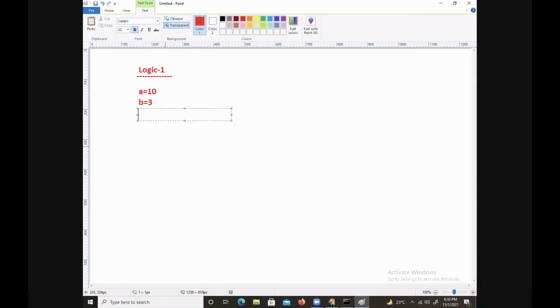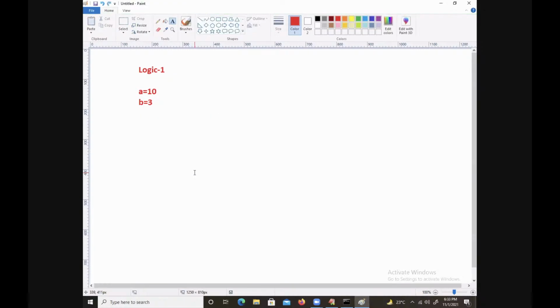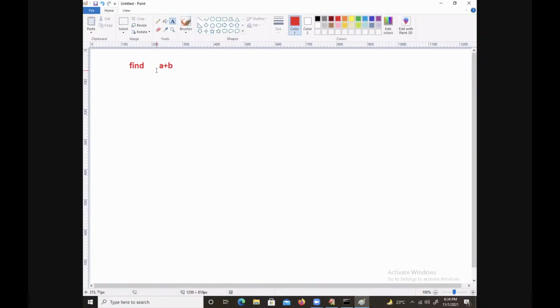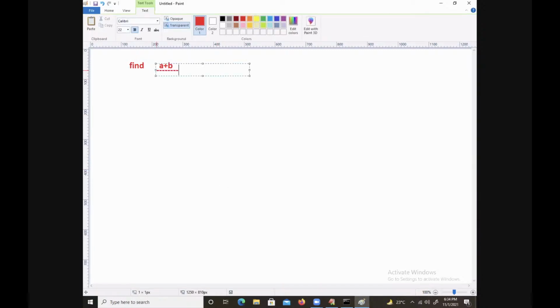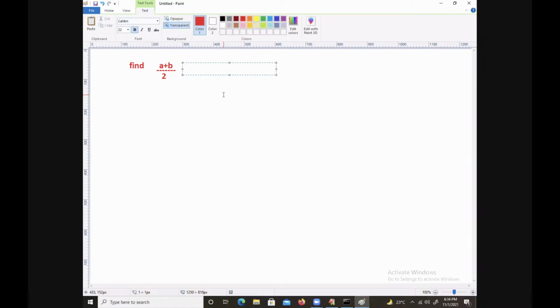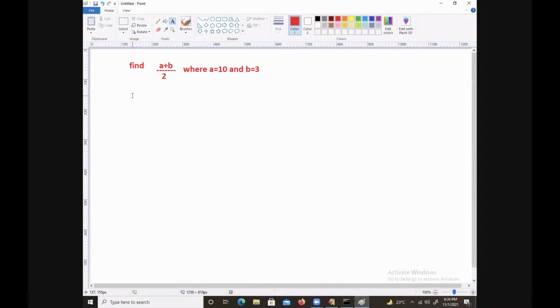First of all, I want to tell you, this is my data. What is the data? Calculate, find A plus B by 2. This is my query actually. Provided, A is equal to 10 and B is equal to 3. This is my data.